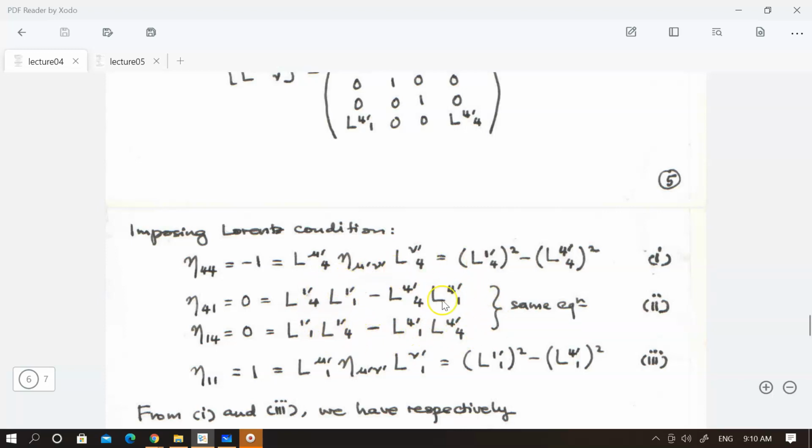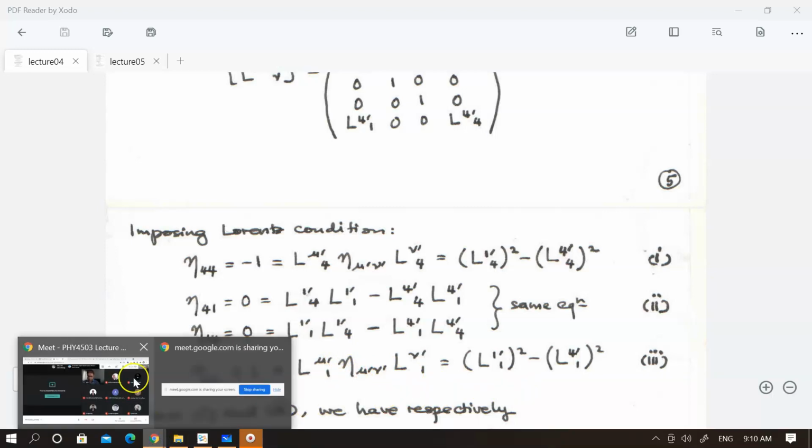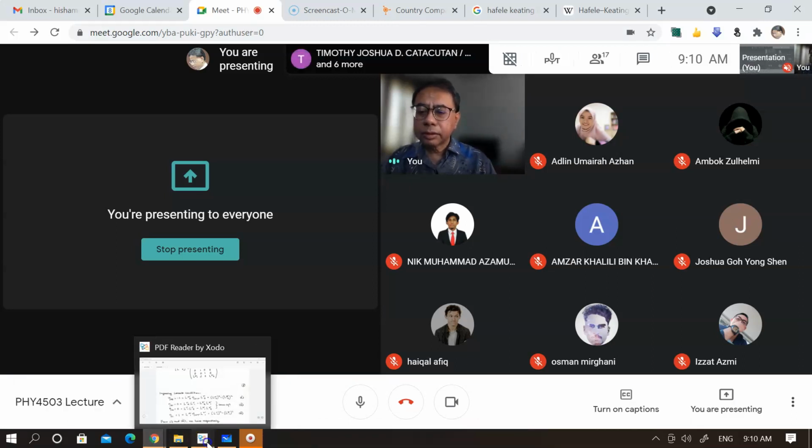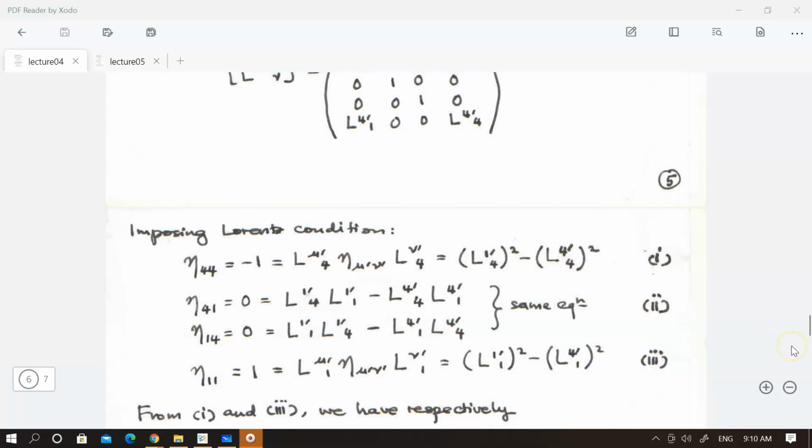another equation to consider, and then eta 1 1 is actually equal to 1, and again you have something similar to that. Okay, you have L mu'1 eta mu'nu' L nu'1, and then you sum it over all possible values of the indices. And then you'll get this particular equation out. Okay, L1'1 squared minus L4'1 squared will be equal to 1.